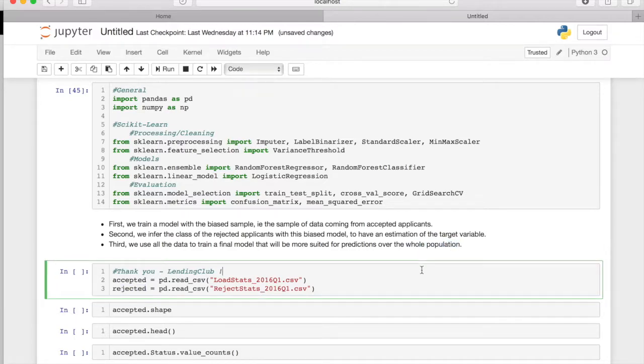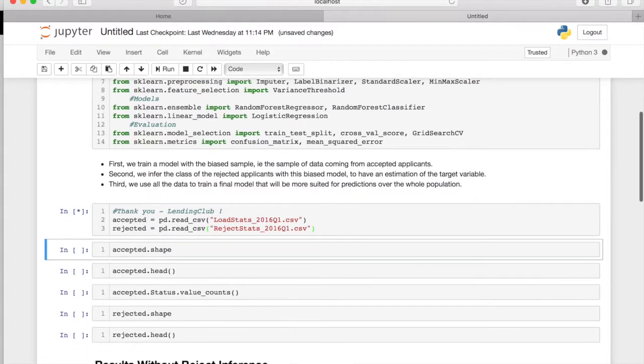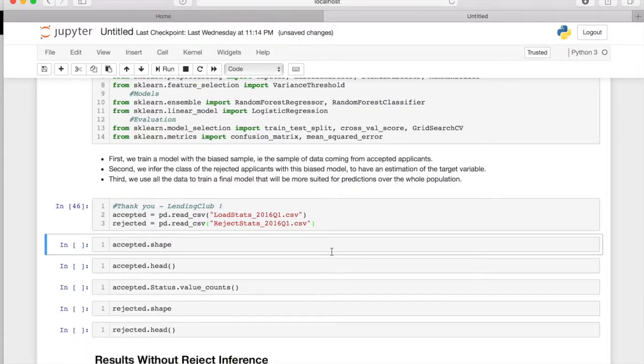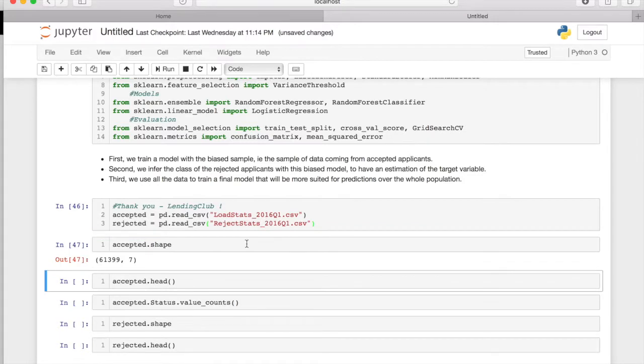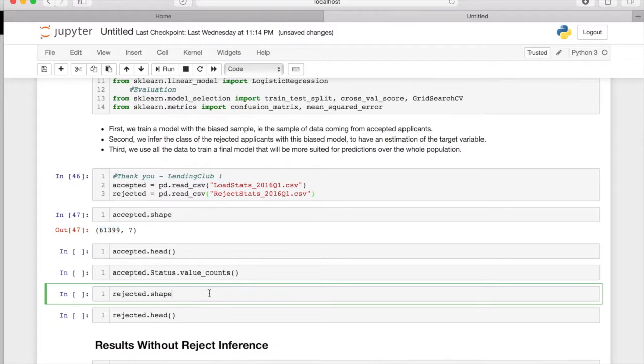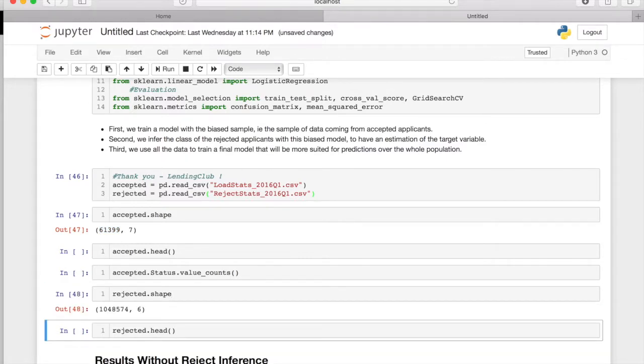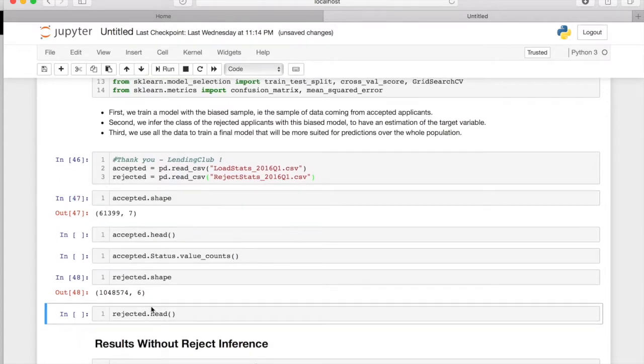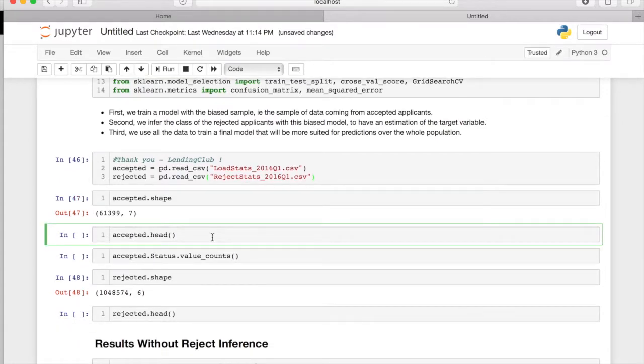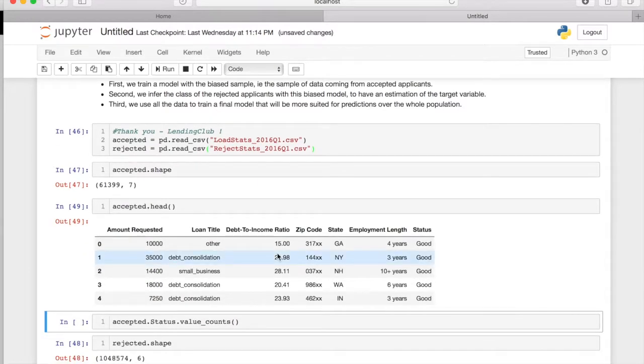Of course, the question of interest is the ability to predict early on whether a person seeking a loan will be able to repay their loan. And we are starting by importing the data. As you can see, the data of accepted applicants is around 60,000 samples. The data for the rejected applicants was around 1 million samples. It's interesting to see the dataset itself.